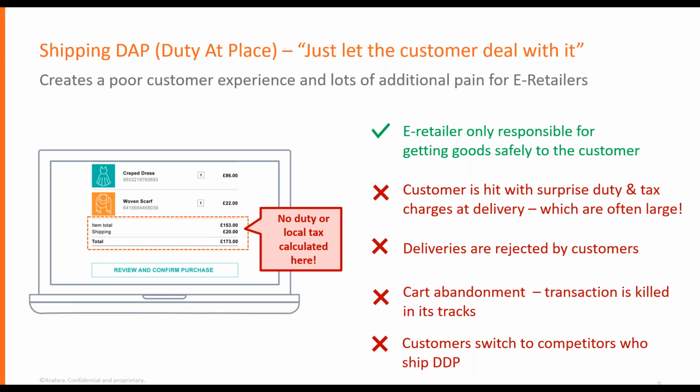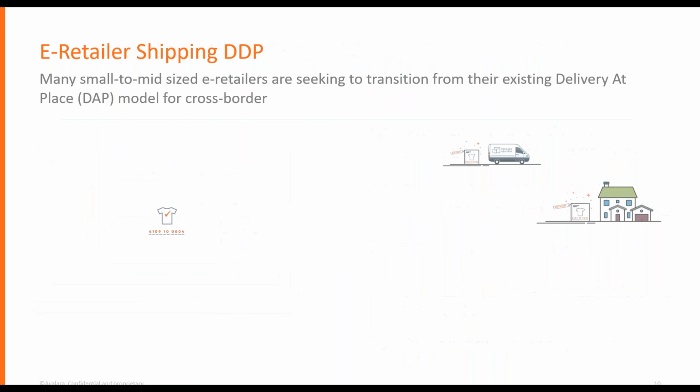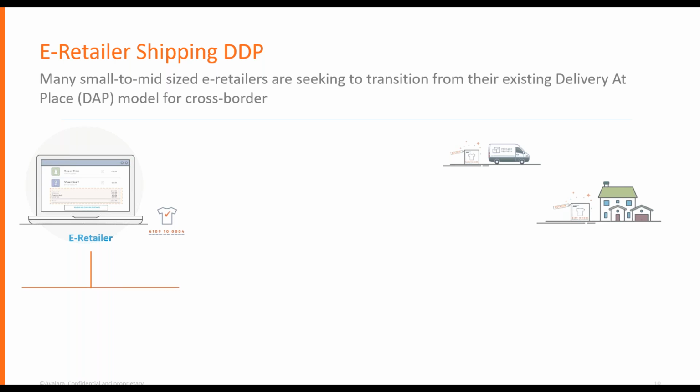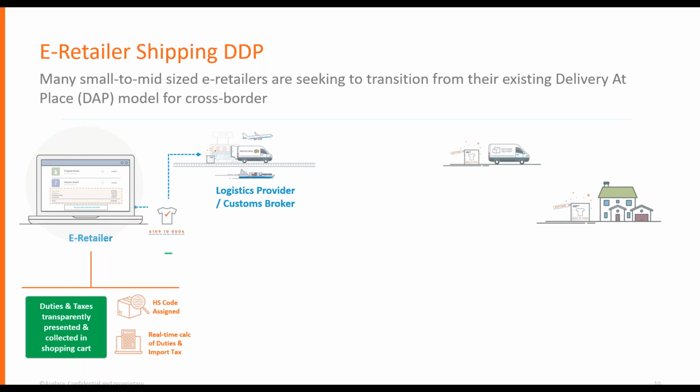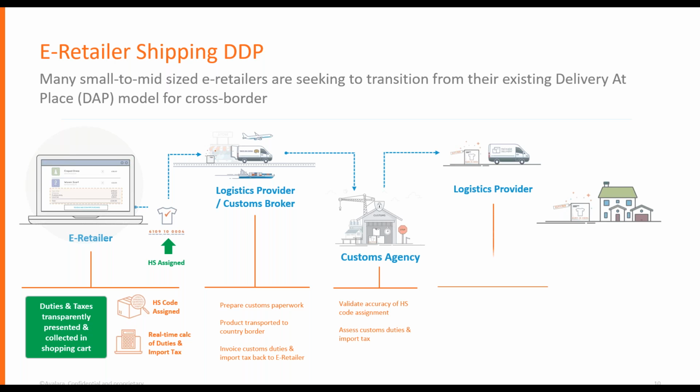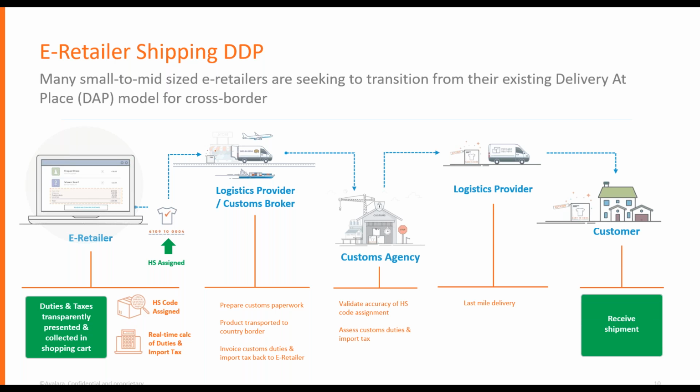The other option is shipping DDP, and I'm going to pull this diagram up. This is a pretty big diagram, and we'll just walk through it so that I'm not just reading everything right off the screen. Effectively, shipping DDP is where your customers will pay for their duties up front.